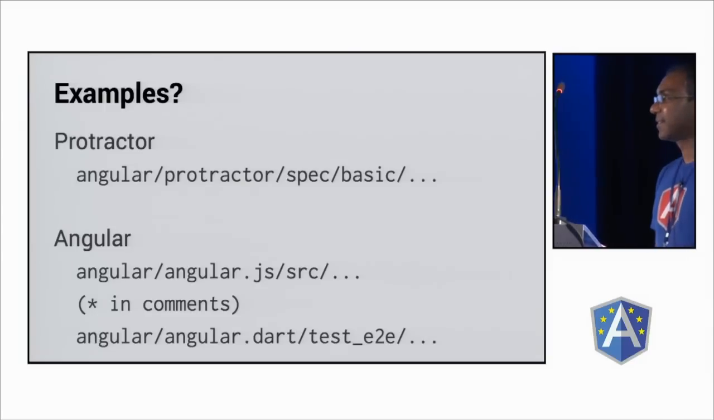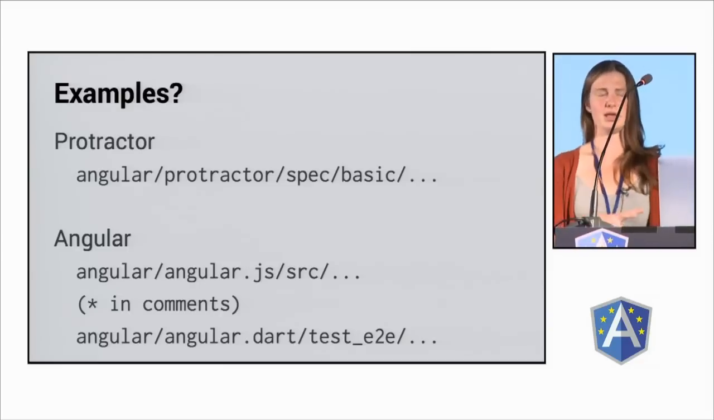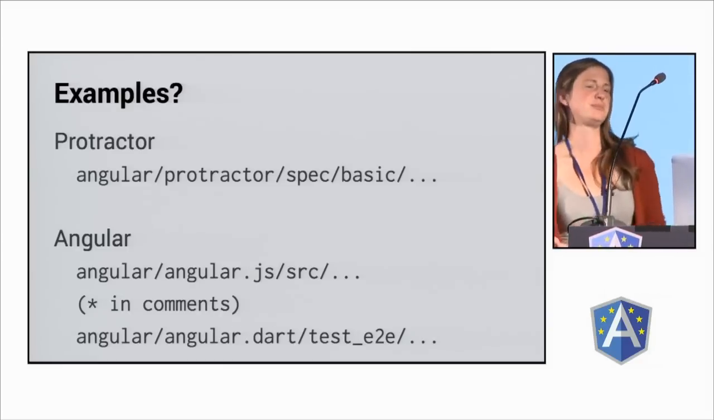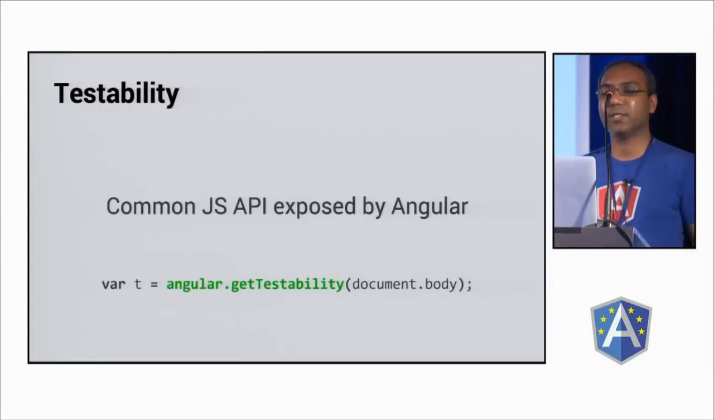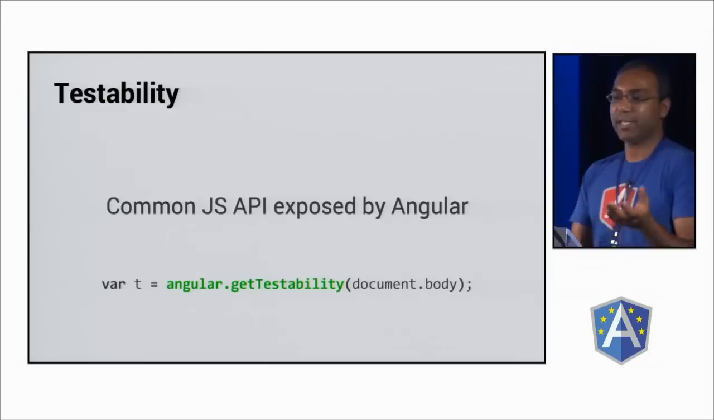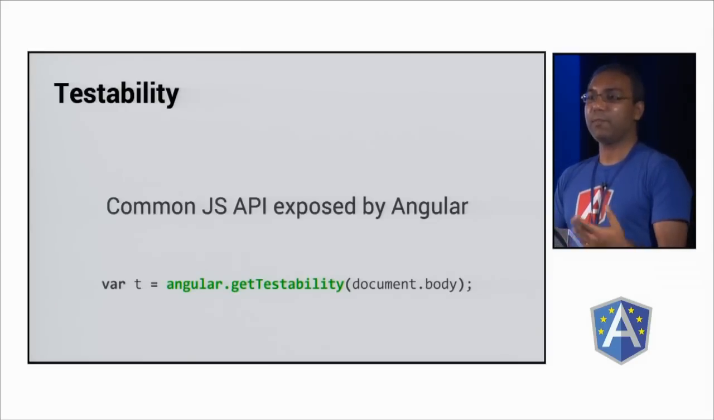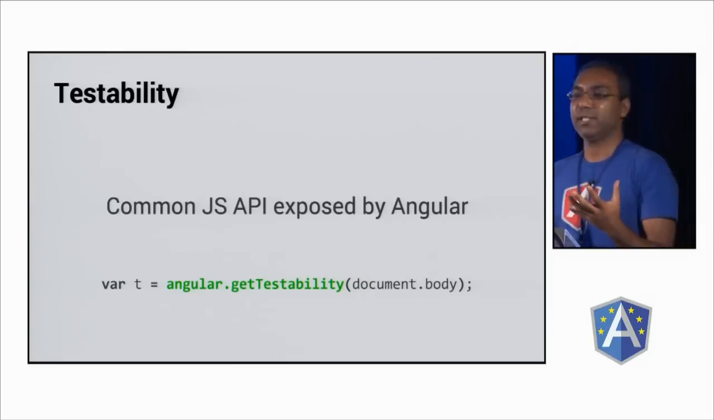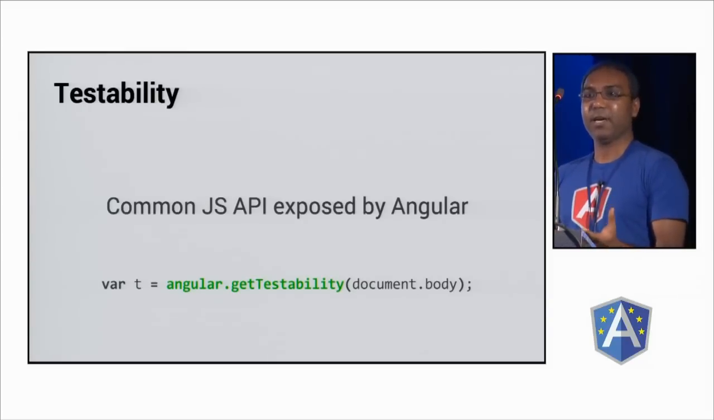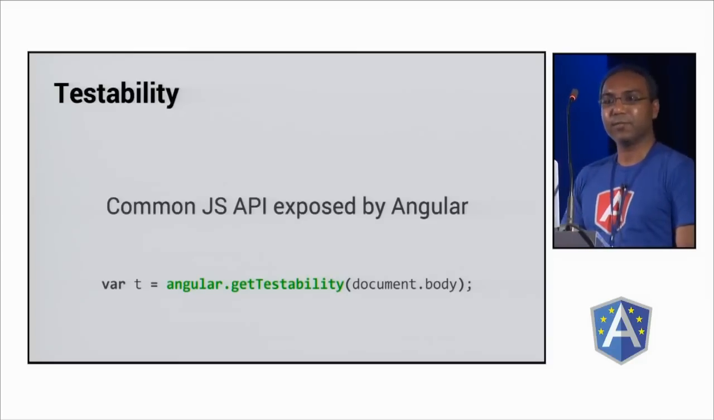OK, this is pretty cool. So can you tell us a little bit about what's actually going on from Angular's side to make all this work? Yeah, sure. So Angular exposes in all of its variants, AngularJS and Angular Dart, one JavaScript API at the top level, which you can get from the Angular object that way. And so you would just get a hold of this Testability API, and Protractor would use that Testability API to do all of its work.